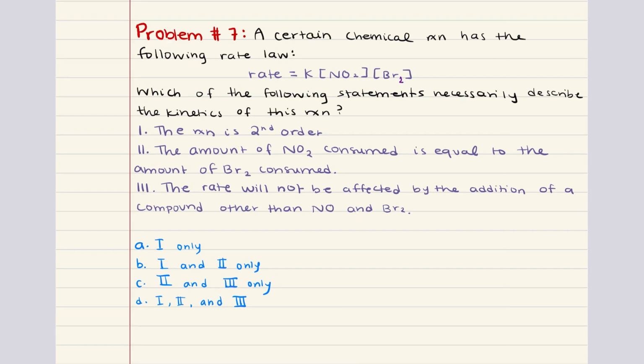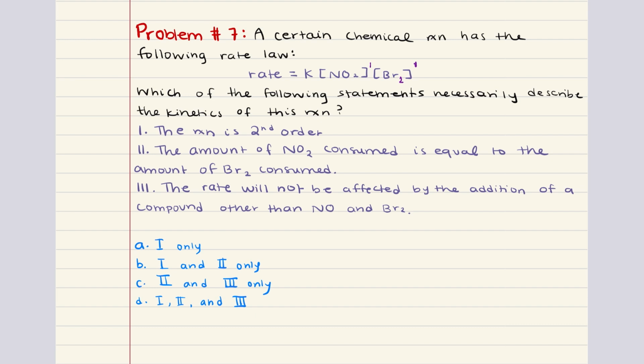Problem 7 says a certain chemical reaction has the following rate law, where rate is equal to k, our rate constant, multiplied by the concentration of nitrogen dioxide, and here this is raised to the power of 1. So when you don't see any number explicitly written, it's going to be 1, and that's because any number raised to 1 is just that number. So sometimes it's omitted. And that's multiplied by the concentration of dibromide, also to the power 1. Which of the following statements necessarily describes the kinetics of this reaction?